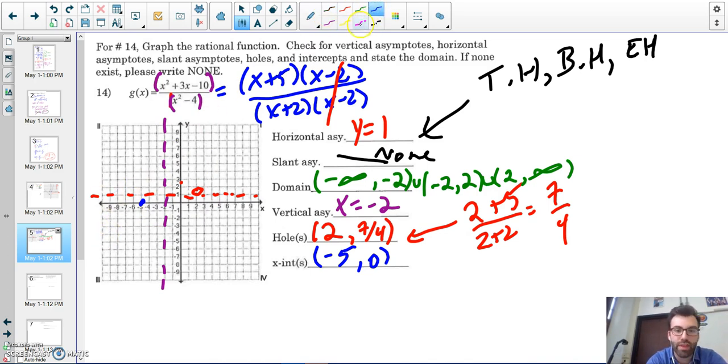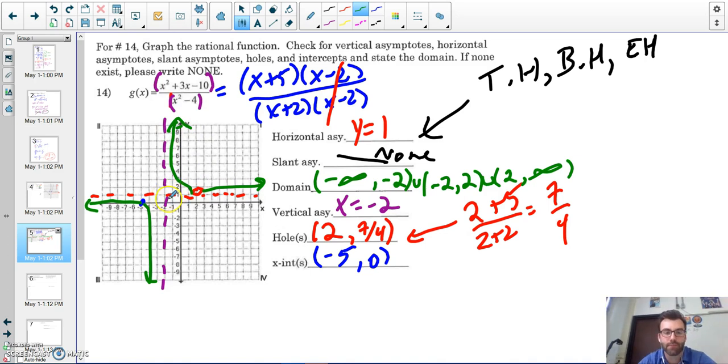If you do that, your graph will look something like this. I'm going to try to make a break at our major parts of our graph. Boom, something like that.